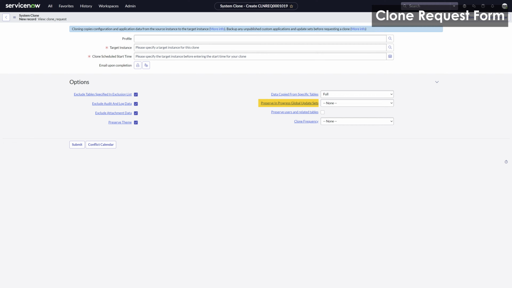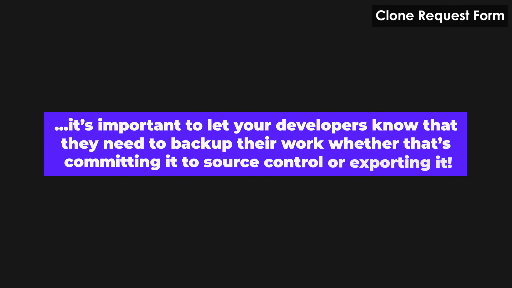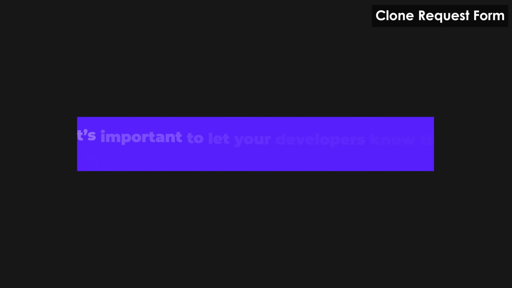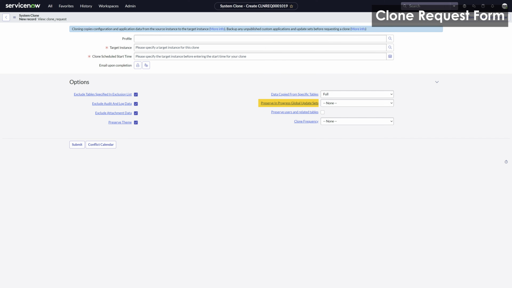When cloning to a target instance that may have active development, it's important to let your developers know that they need to back up their work, whether that's committing it to source control or exporting it. As an additional layer of protection, you can select to preserve in-progress global update sets, but keep in mind that this applies only to update sets that are in the global scope and were created in the past 90 days. We'll talk more about backing up development later in the video.